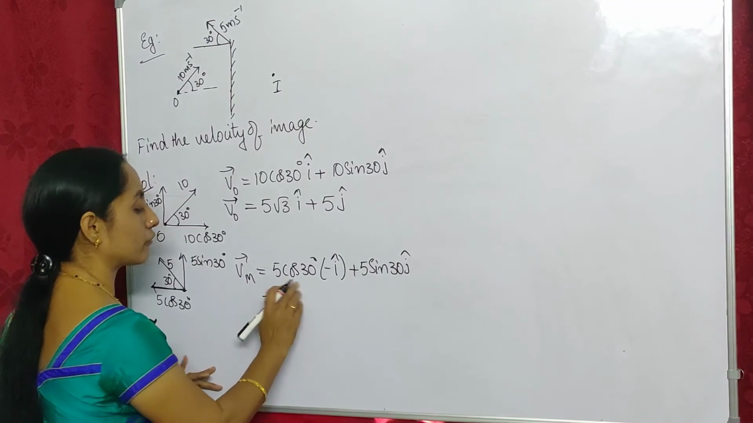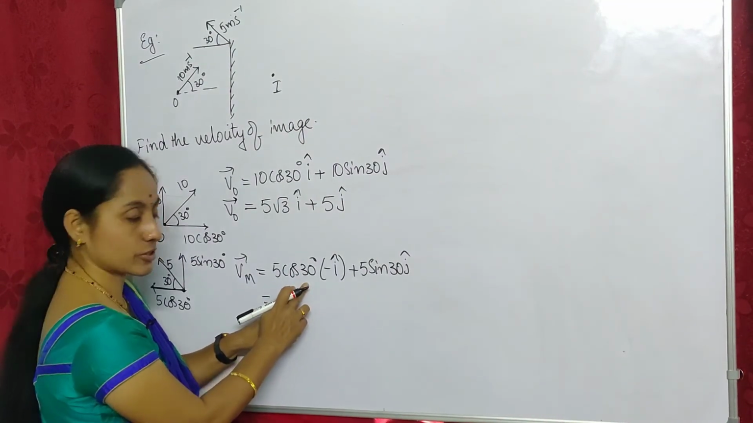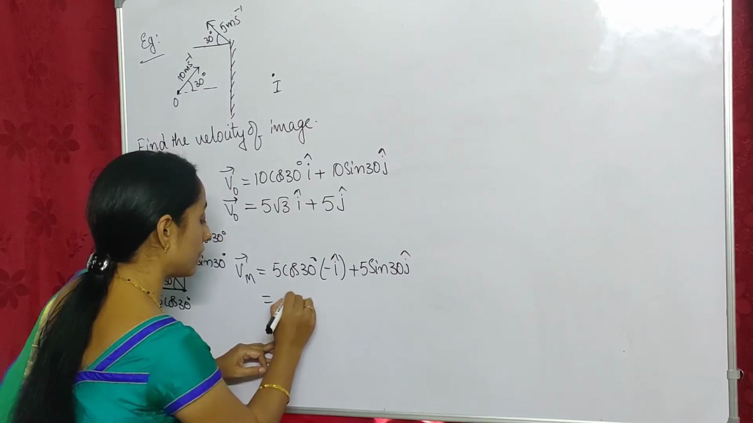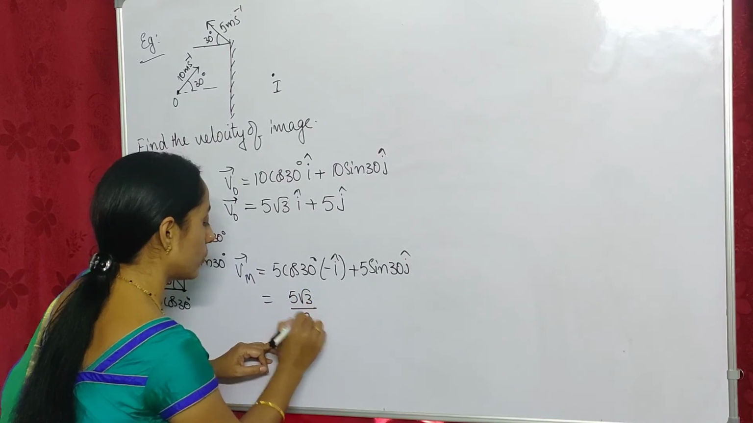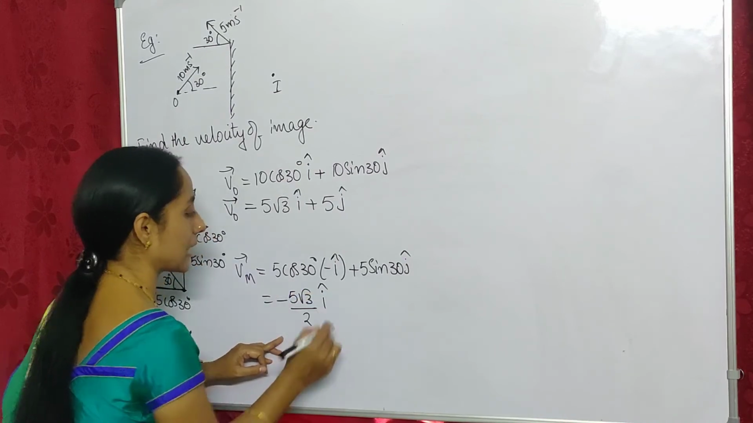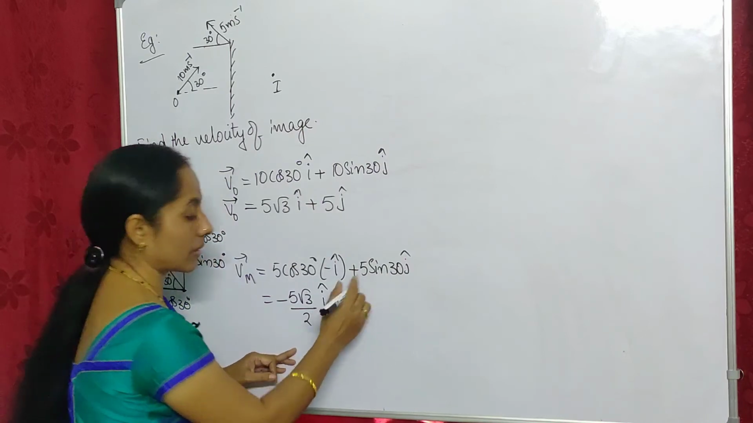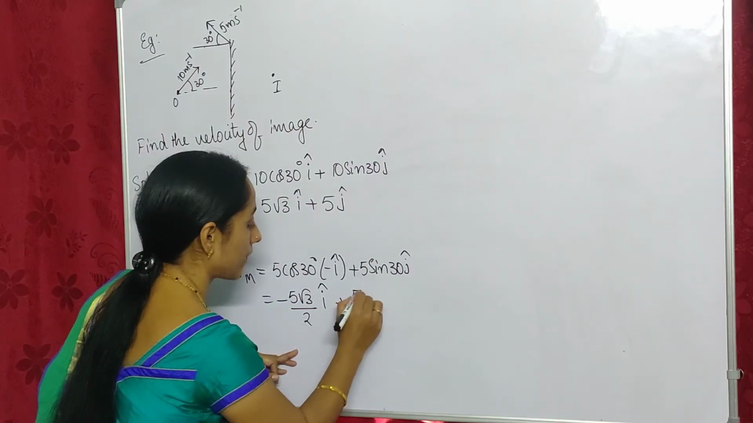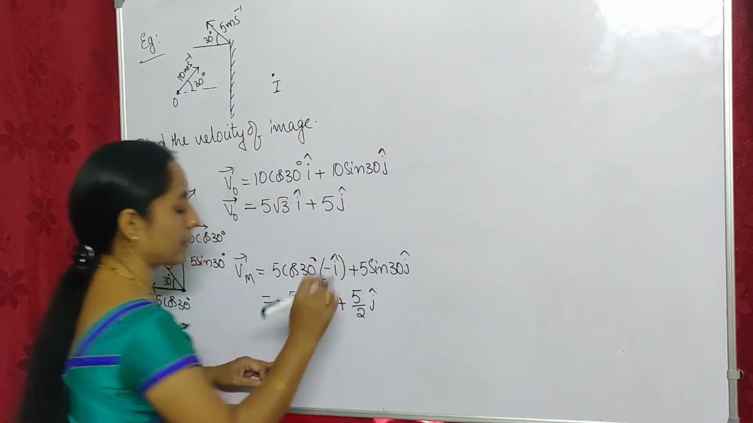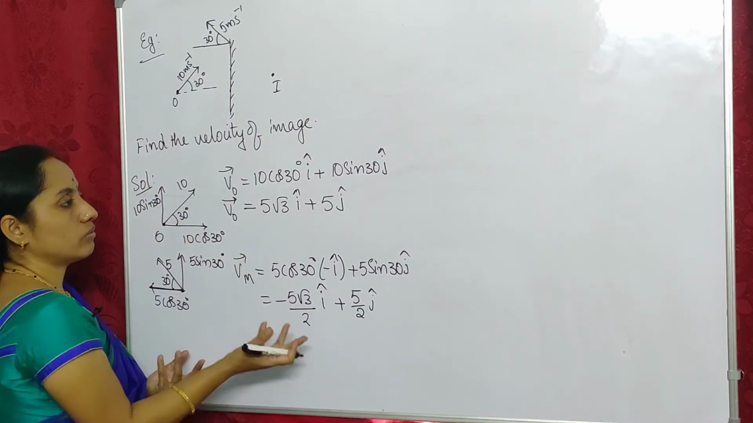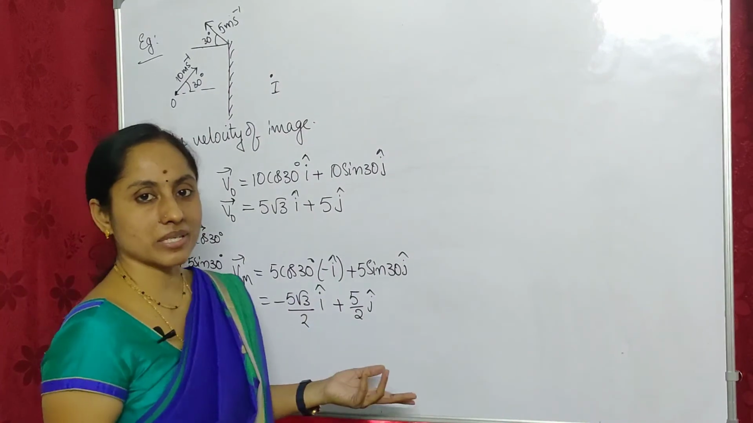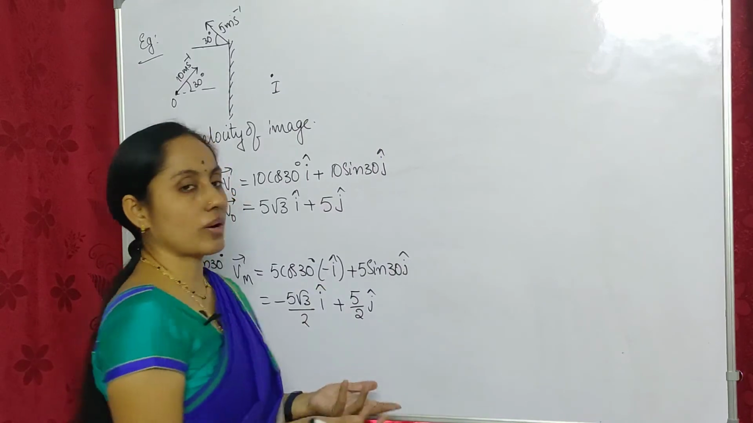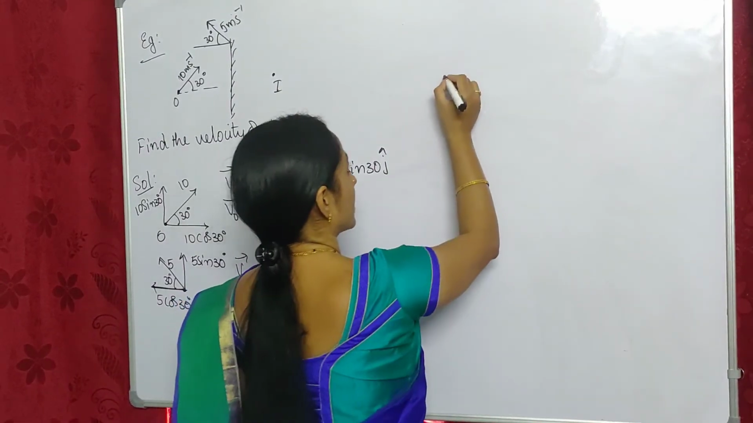Okay. So 5 cos 30 is how much? Cos 30 is root 3 by 2. So 5 root 3 by 2 minus, I am taking out I cap. This is sin 30 is 1 by 2. So plus 5 by 2 j cap. Okay. So now it is very simple. The problem is done. Let us write x component and y component of the image.